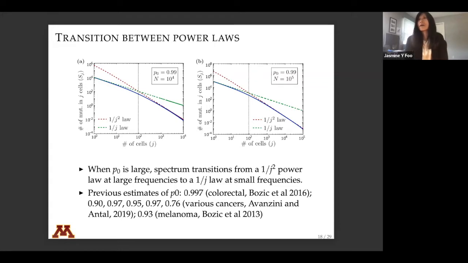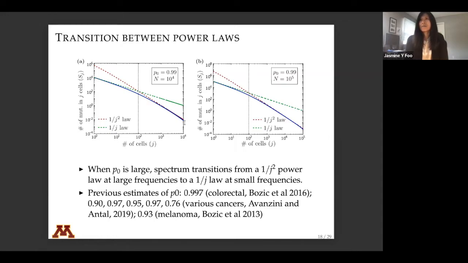For two different values of n, 10 to the 4th and 10 to the 5th. And here we put p naught to be 0.99. So what you're looking at is the SFS. On the x-axis is the number of cells. And so the SFS is in the solid line, and the red dashed line is the 1 over j squared law, and the green dashed line is the 1 over j law. So you can see this transition between the two power laws.